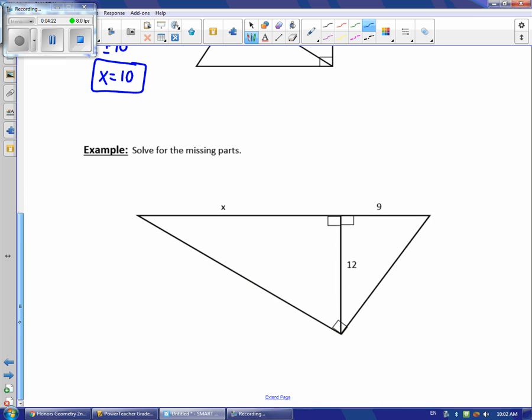All right, let's try another one. This time one of the parts is missing. My altitude is 12. I'm going to make P1 9, and part 2 is going to be x. Using my PAP equation, 9 over 12 equals 12 over x. 9x equals 144.